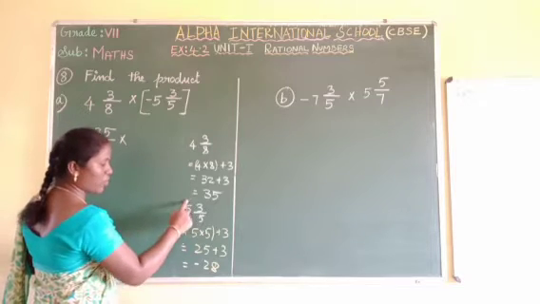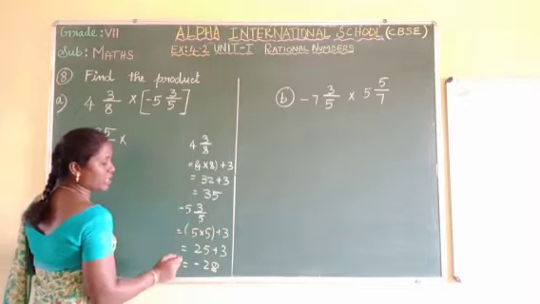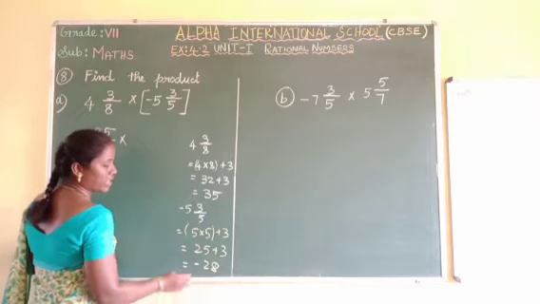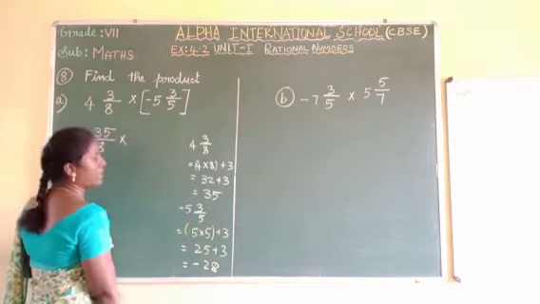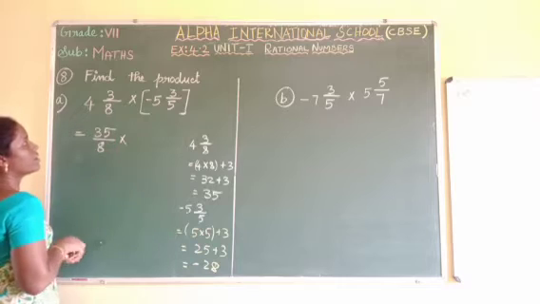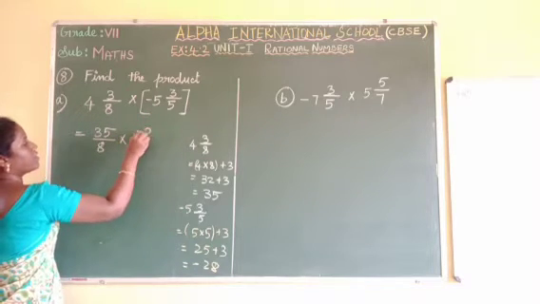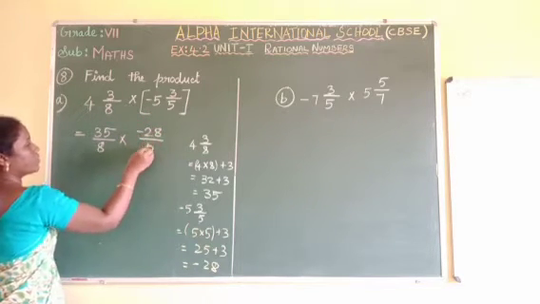So minus for the common for the number. 5 5s are 25, 25 plus 3 is 28. So minus, carry over the symbol here, minus 28. So we are having here 5 5s are 25 and the remaining is minus 28 by 5.